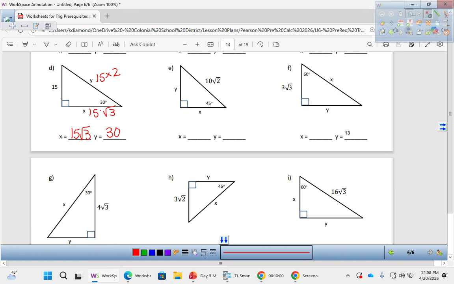45, 45, 90. Well, I know that this is going to be my short side length times root 2, which must mean my short side lengths are 10, because I already have the root 2 spot. So these are 10.